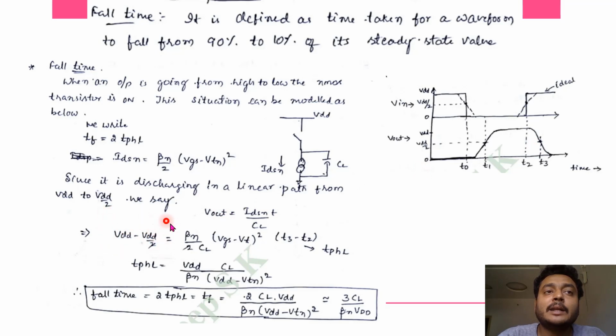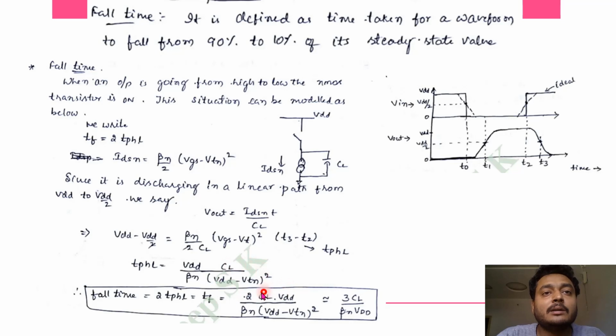So VDD minus VDD by 2 equals the current equation, beta by 2 into (Vgs minus Vt) whole square, and again we have Cl in the denominator. What is T here? The T value is T3 minus T2, which is essentially Tp high to low. So we cross multiply and end up with Tp high to low equals VDD into Cl divided by beta n into (VDD minus Vtn) whole square.